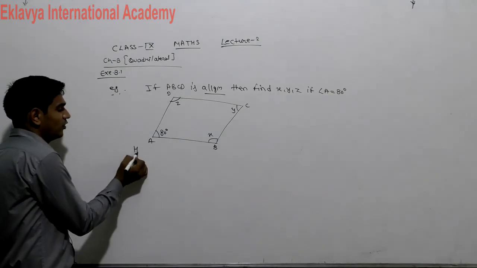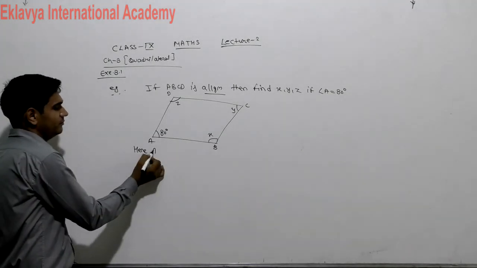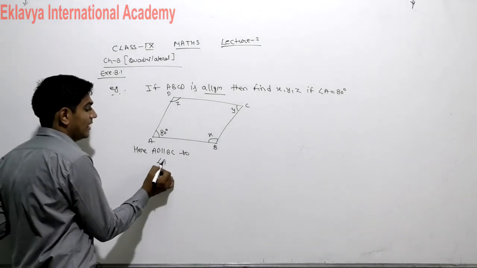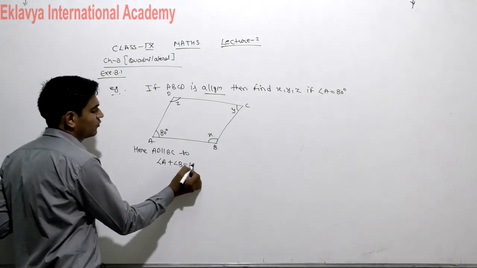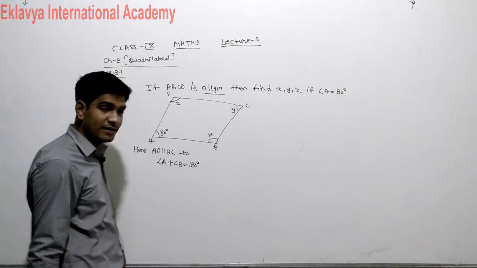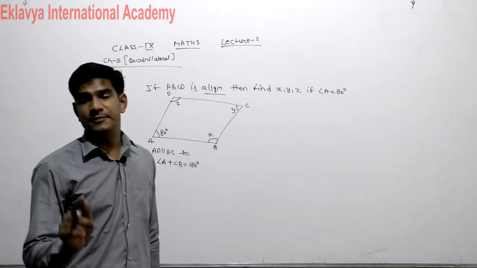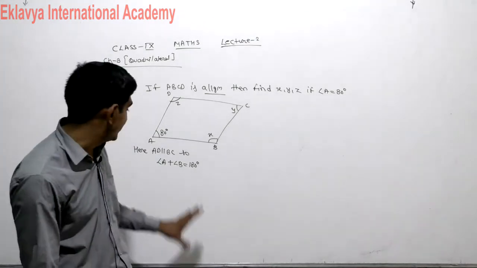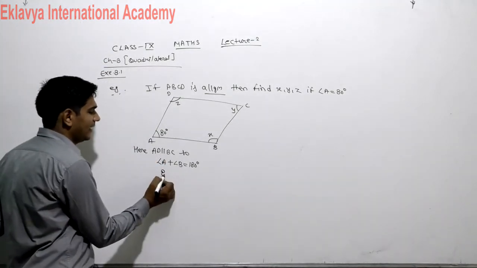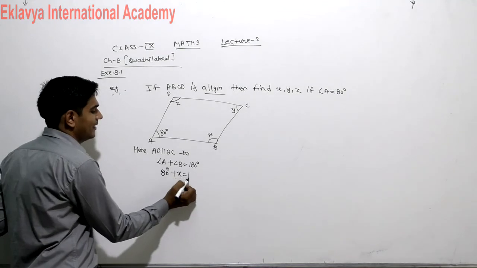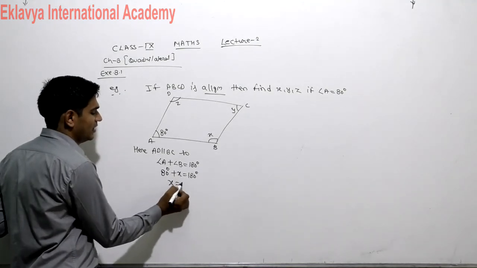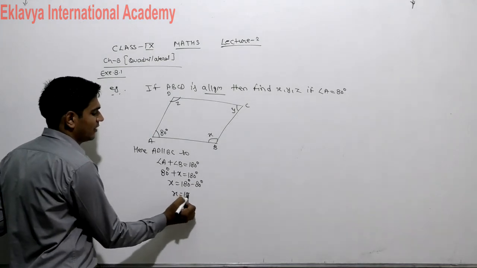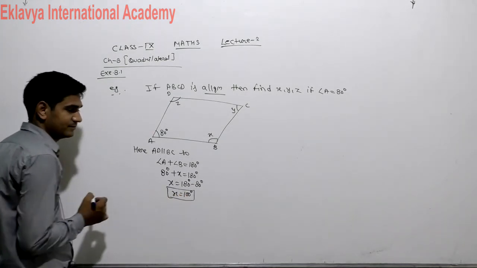So how we will find out? Listen, first of all here AD is parallel to BC, so angle A plus B is equals to 180 degree. That we already discussed in the properties. In parallelogram, the sum of adjacent angles is equals to 180 degree. So angle A plus B is 180, angle A 80 degree plus X is 180 degree. So what is the value of X? 180 minus 80. So X value will come 100 degree.